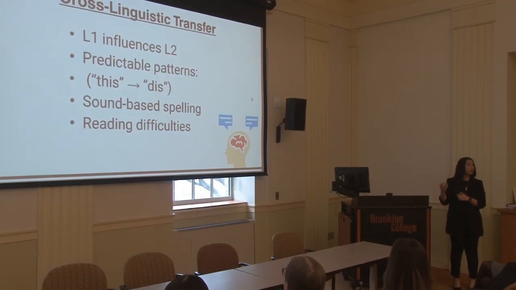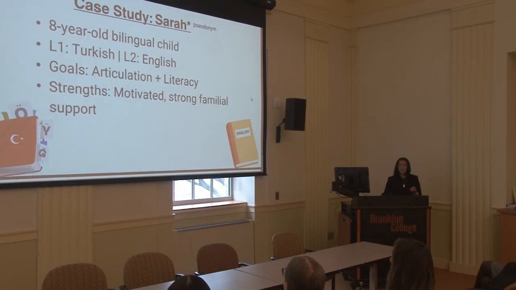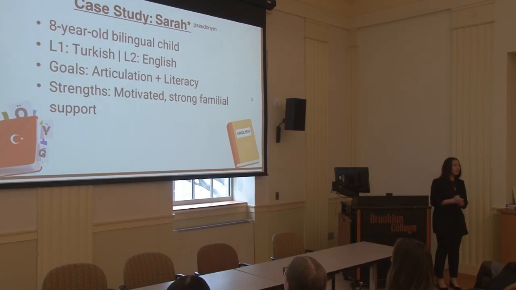The way we read is often the way that we spell, so it's important to understand these productions when addressing literacy and articulation, or the way you say something. The child I had the pleasure of providing services to, her name is Sarah, which is a pseudonym. She's 8 years old, her L1 was Turkish, her L2 was English, and she came into the semester with concerns about her reading and the way she was producing sounds. It is very important to look at any individual from a strength-based perspective. So she was very highly motivated, her family was extremely supportive, and this certainly played a role in the intervention I provided.